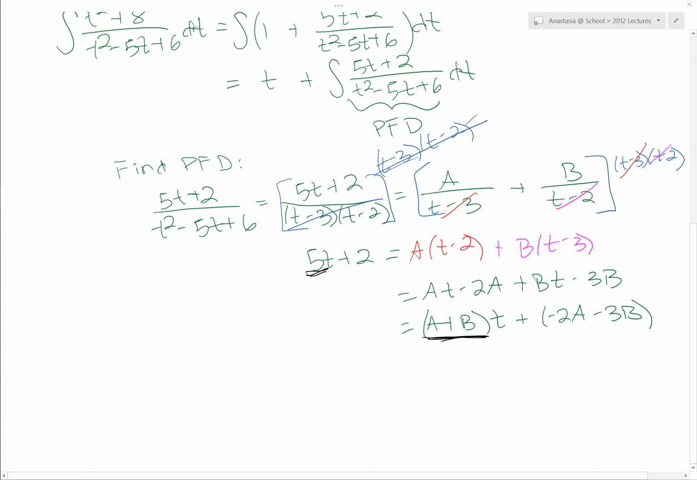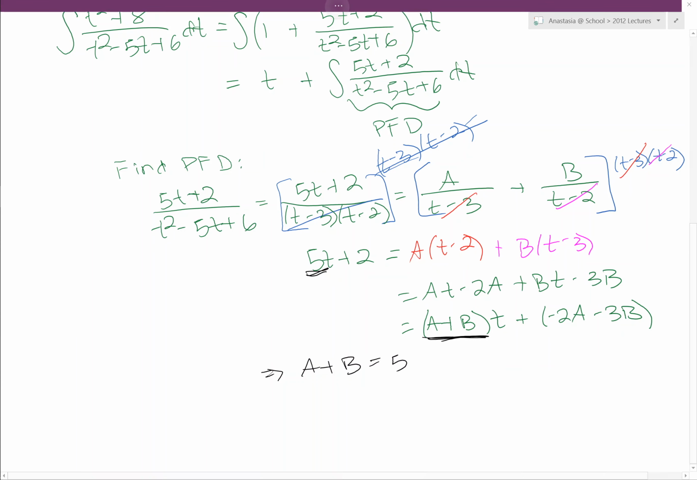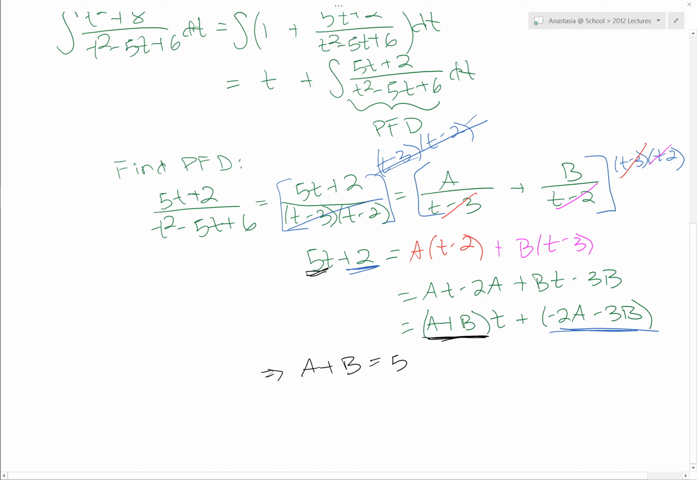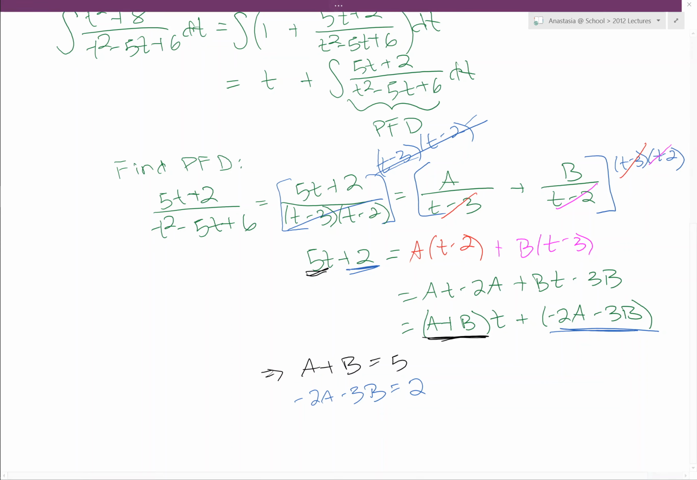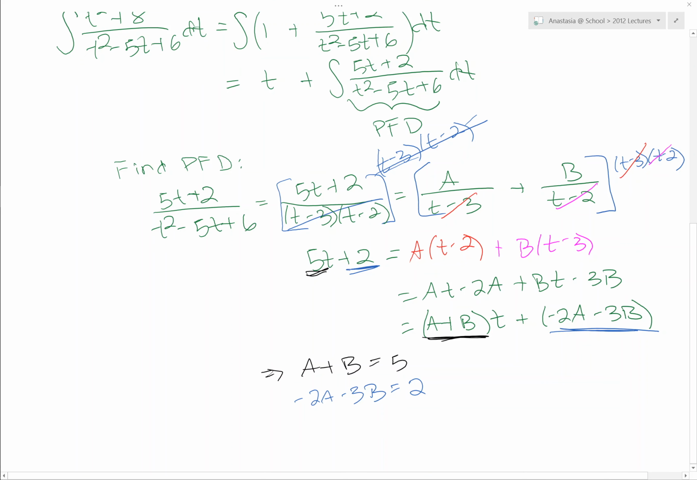we are going to match up our terms with the coefficients of like terms. So we should have that 5 and a plus b are equal to each other, so a plus b equals 5. We should also have that 2 and negative 2a minus 3b are equal, so negative 2a minus 3b equals 2. So now we have a system of equations, 2 equations and 2 unknowns.